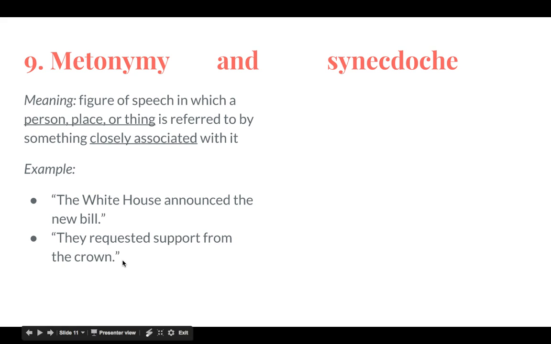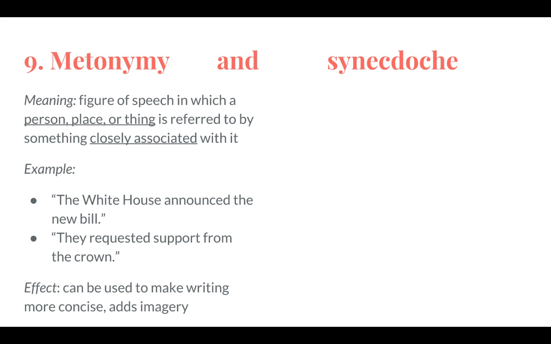Another example, if you say they requested support from the crown, again, they're not actually going up and talking to a crown, they're talking to the king or queen in this case, and you would use the crown as an example of metonymy to step in and have that association. A possible effect of metonymy is it can be used to make writing more concise without needing to repeat who you're talking about every time. You can key into that person with shorter phrases like White House or crown. It also helps add to the imagery of the sentence.